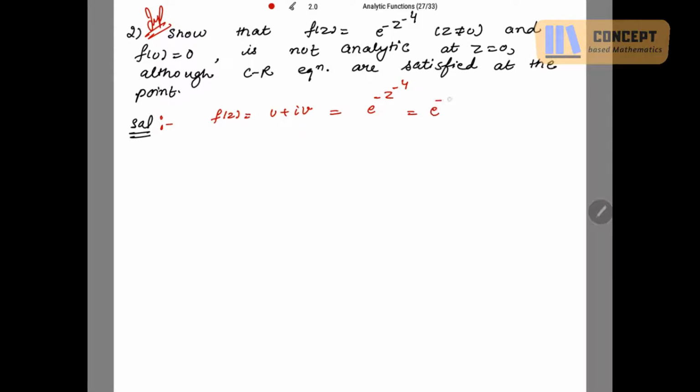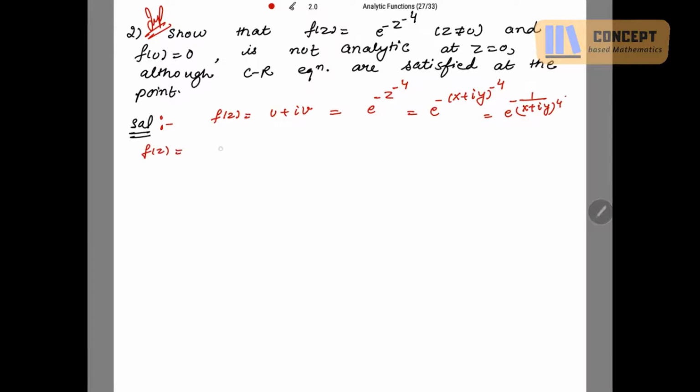This is e raised to the power, what is z? It is x plus iota y to the power minus 4. Further, you can also write it as e raised to the power minus 1 over (x plus iota y) to the power 4.